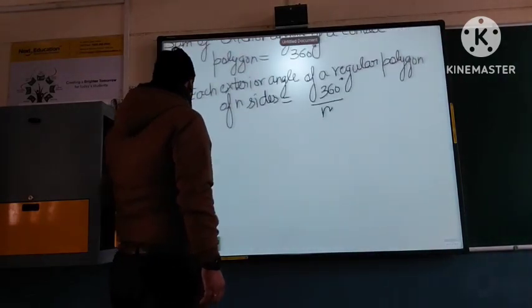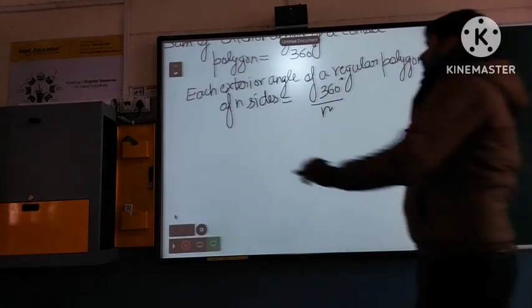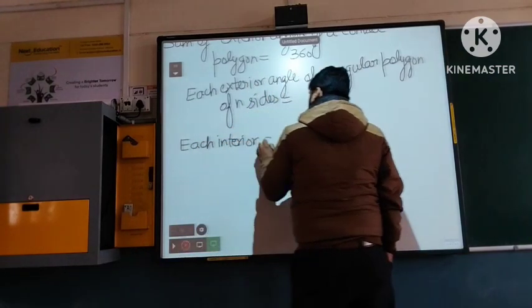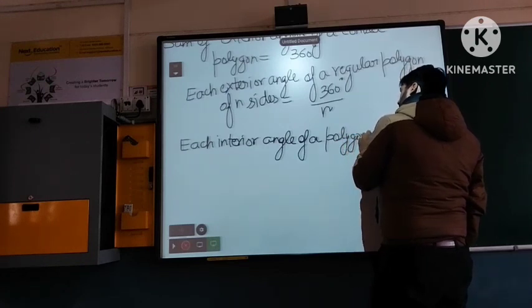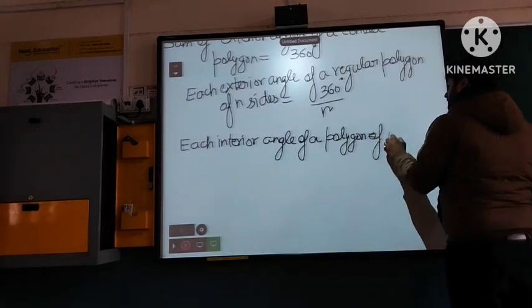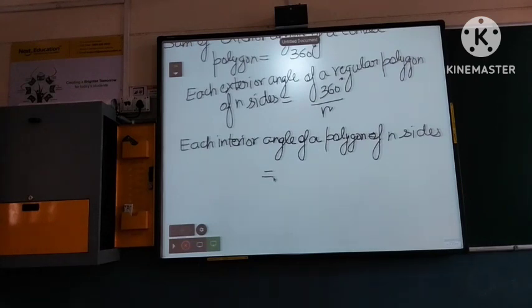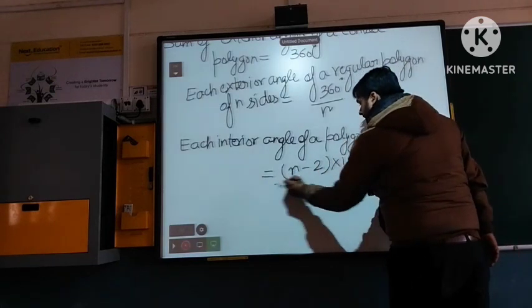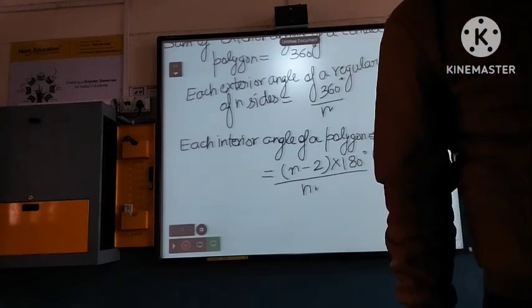Then what next? Next is each interior angle. Now these formulas you have done. Each interior angle of a polygon of n sides is equal to what? You know the sum of angles, that is (n - 2) into 180 degrees, divided by n. That itself is the formula for each interior angle of a polygon of n sides. Clear to all now?